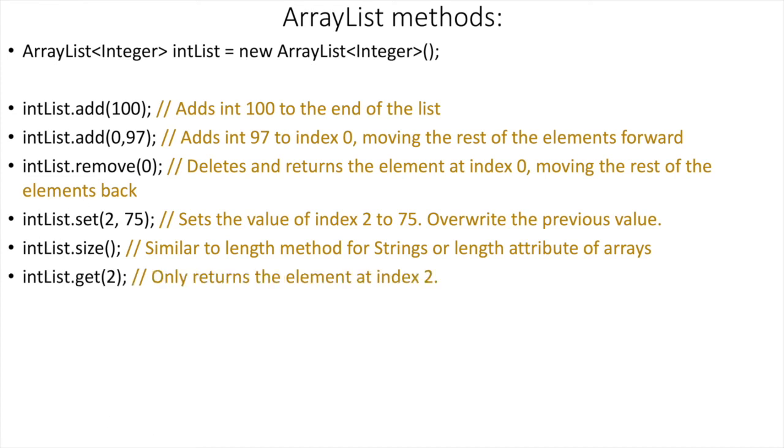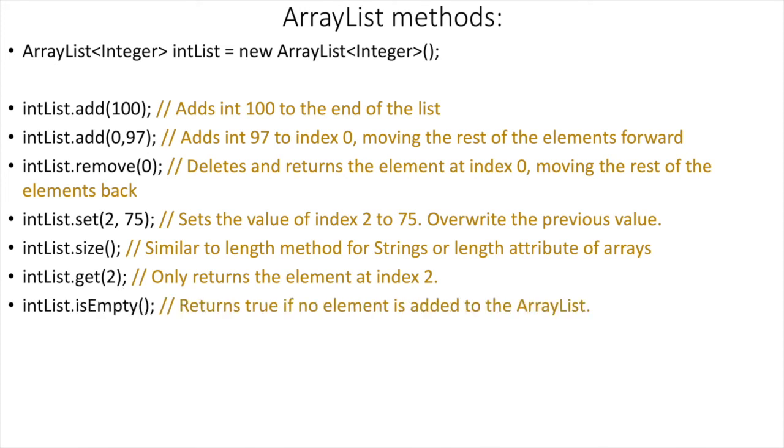There's a get function which allows us to get elements out of the array list. So here I've got an example where I'm saying intlist.get(2). Note that this does not get the value 2, but gets the value that's located at index 2. So if the number 500 was stored there, that would be returned in this method call.